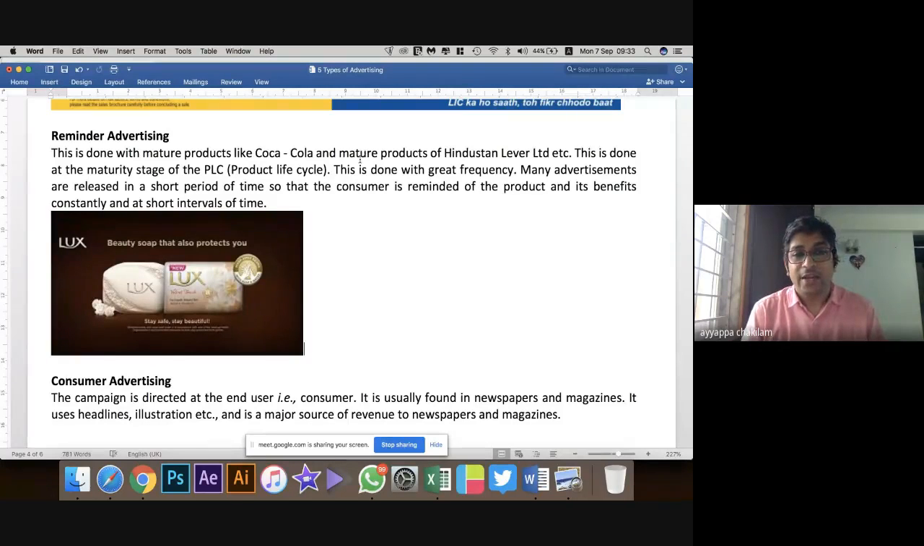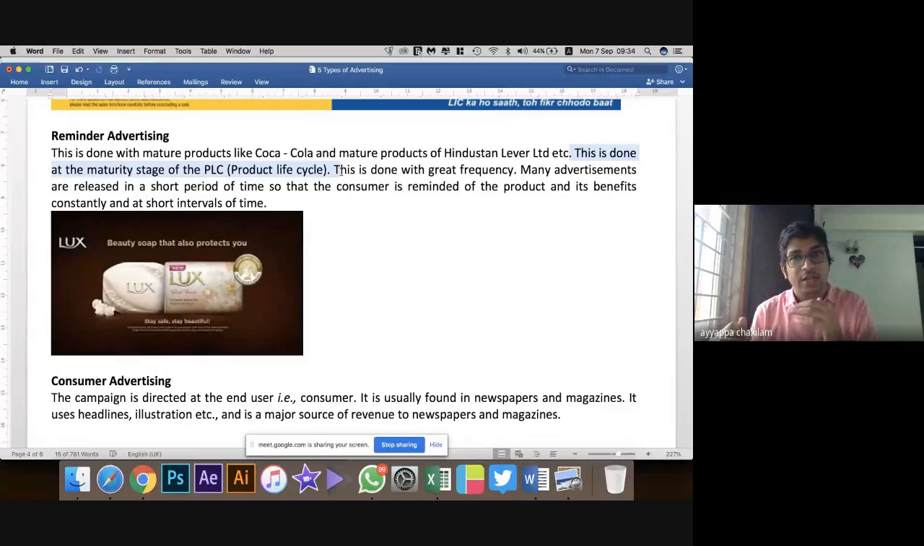It is normally done in the maturity stage of the product life cycle. If you remember the product life cycle, we have four stages: introduction, growth, maturity, and decline. Maturity is the stage that is just the peak, where the profits are really good, the sales are really high, and the cost is less. So the company is making a lot of profits and really enjoying the maturity stage. Then you have the decline stage.